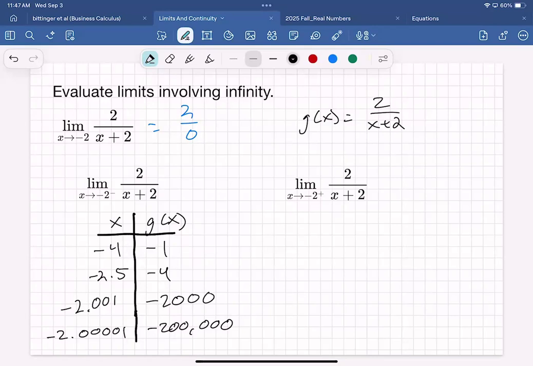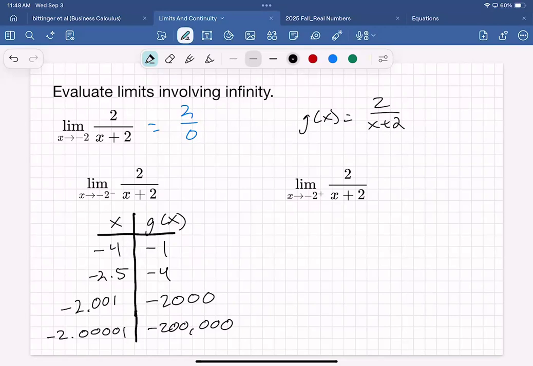All I did is change it by, we're talking, what's that, 10 thousandths of an amount. How much did it change in the output? It went from -2,000 to negative what? 200,000. At this point, what do you think it's going to do? The closer and closer we get, if we keep putting more zeros there, what do you think it's going to do? It's going to keep increasing.